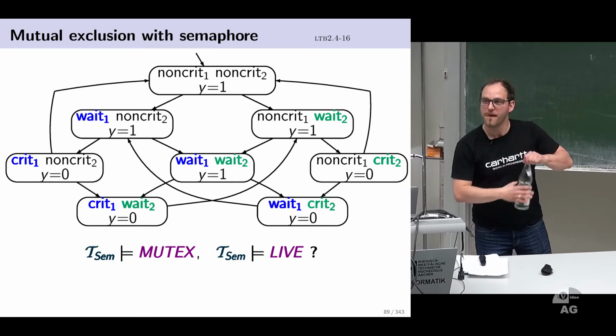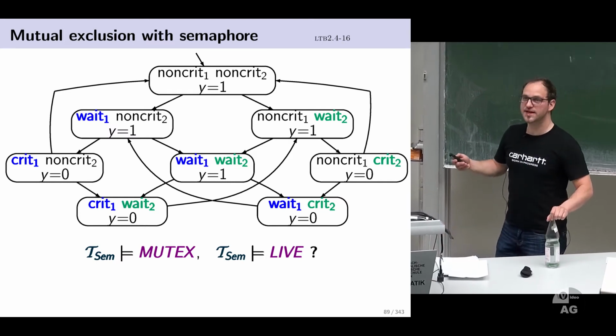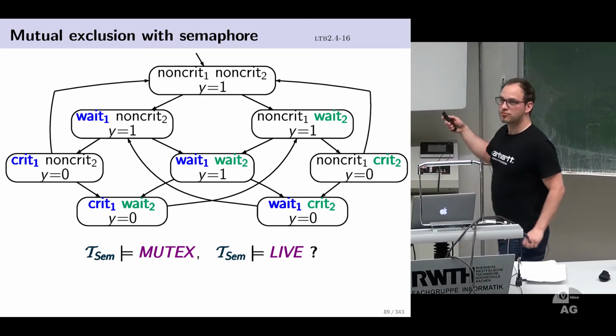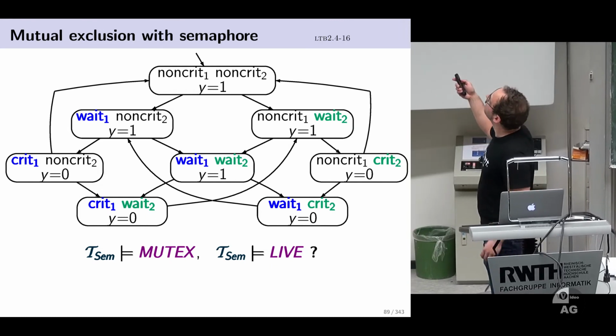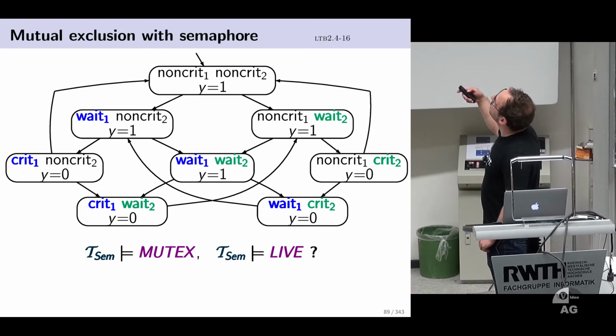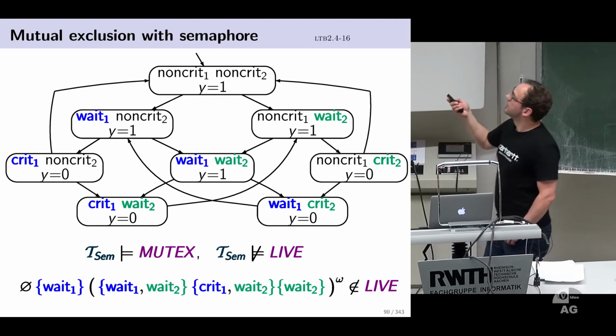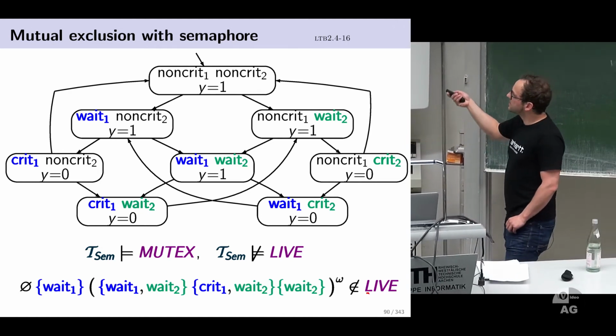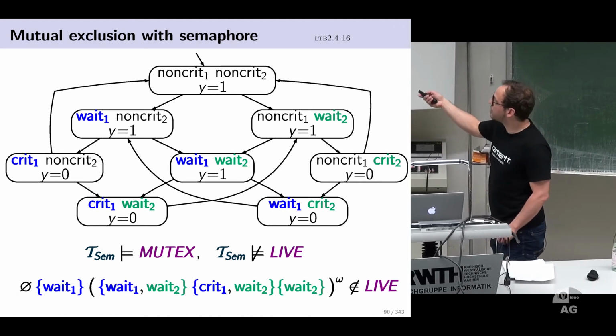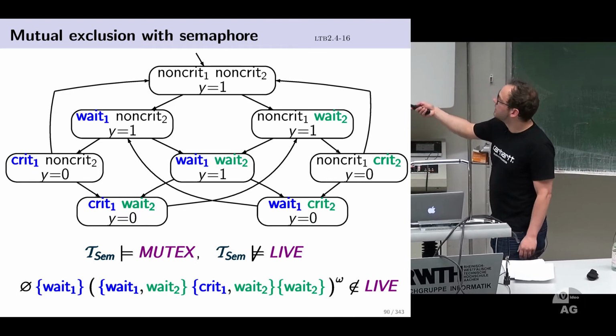Yes? It's violated? Why would you say so? For example, it can stay in wait 1 and never get into the critical section. Exactly. And the reason is that we have the following trace and word.